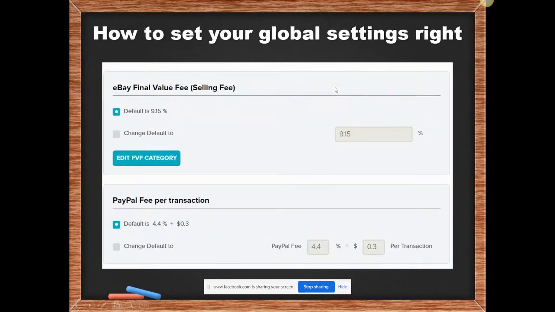And PayPal fees here in Israel, PayPal really likes to make a profit on us, so we pay 4.4% for each transaction plus 30 cents. Okay, so this is my break even regarding fees.